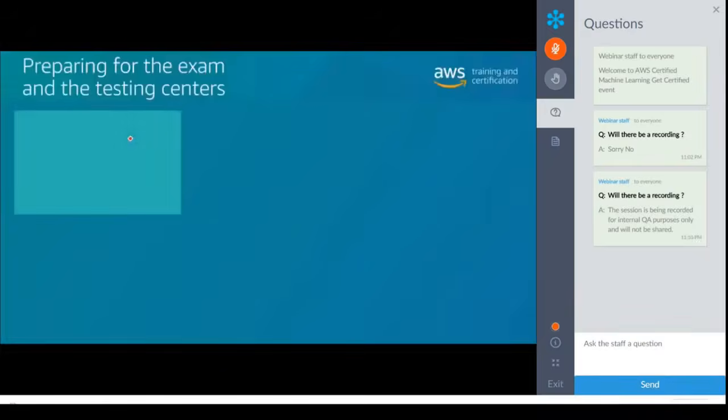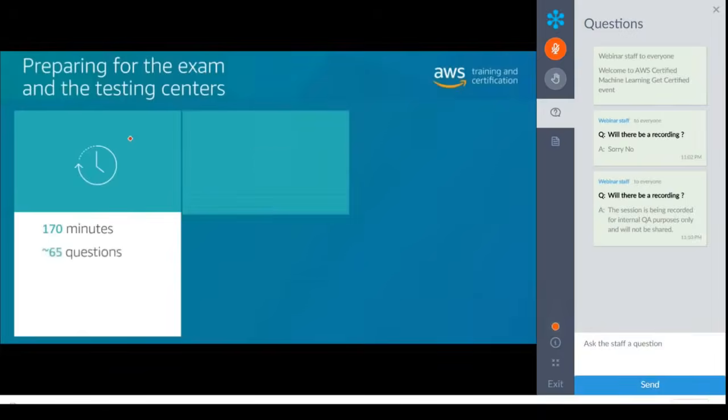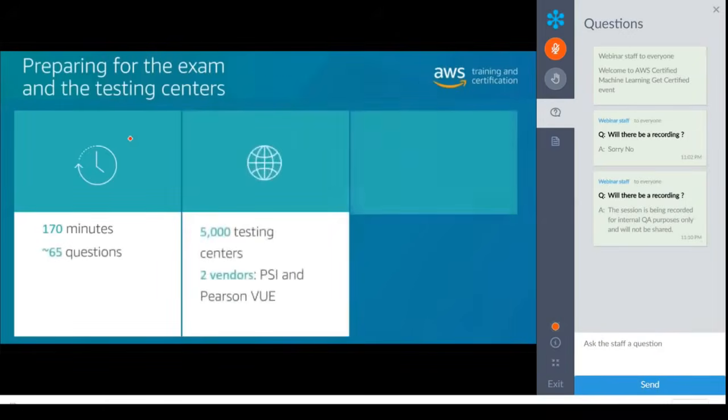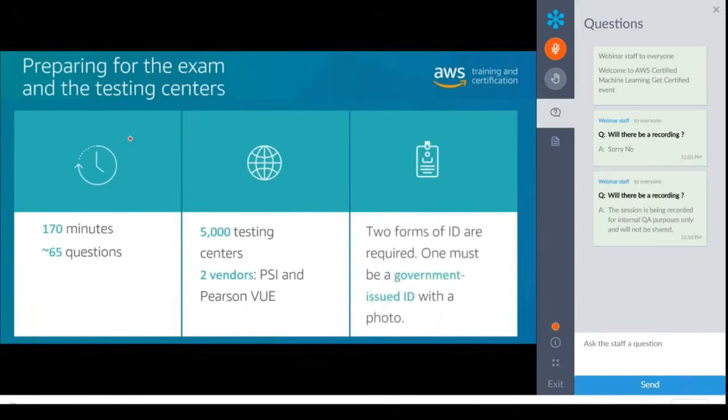So what about the exam itself? Well, the testing centers. The exam is 170 minutes, approximately 65 questions. Notice we say approximate. Physically, there are 5,000 testing centers, but please be aware that right now, globally, there is an event occurring that might impact the availability of some of these testing centers. So you do need to check with Pearson or PSI, if you decide to take your exam with PSI, to see which center or centers happen to be open if you wish to do your exam physically in person. In addition to this, we also have remote proctoring available through Pearson.